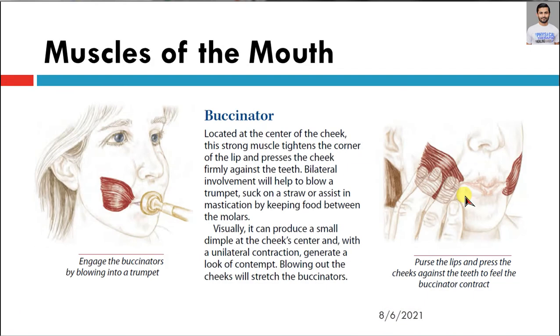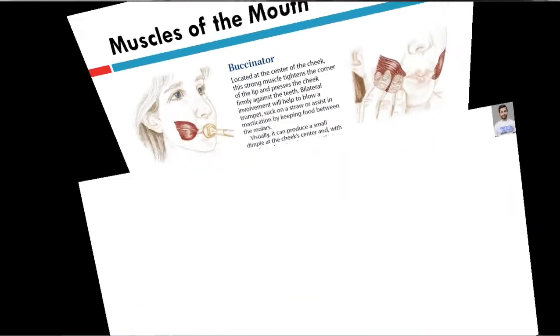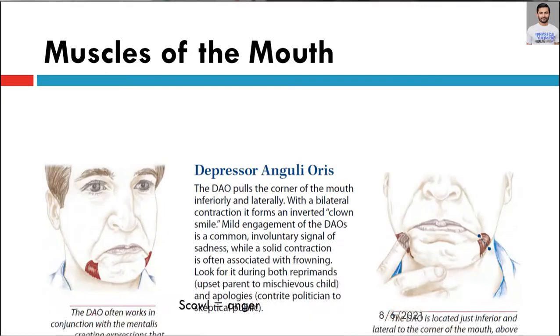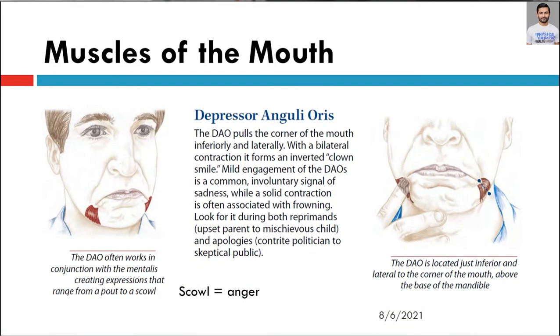The buccinator muscle is a muscle that helps you press your cheek against your teeth. So when you try to blow, your buccinator muscle is working a lot, but there are other muscles that help the buccinator as well. Then the depressor anguli oris helps you to depress both angles of your mouth, or corners of your lips, downward.